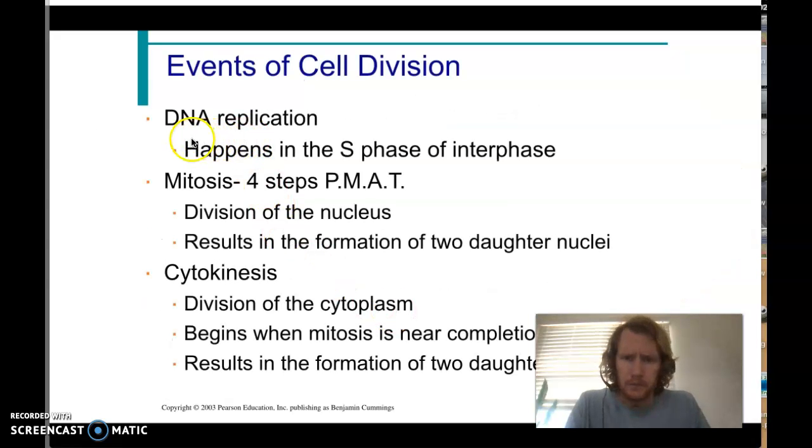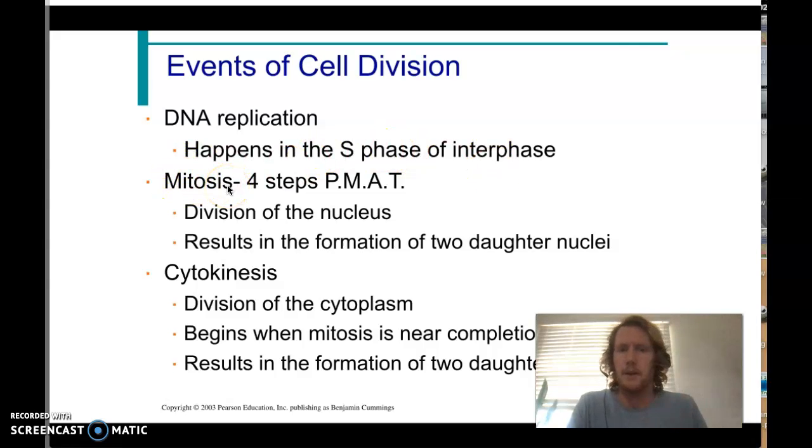All right, so DNA replication. This is the cell making a copy of the DNA inside so that there's two copies of the same thing. So when it splits, each new cell can have its own copy. This happens during the S phase of interphase. We'll get into a little more detail on that in a second.